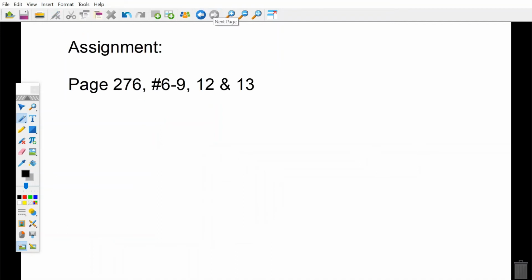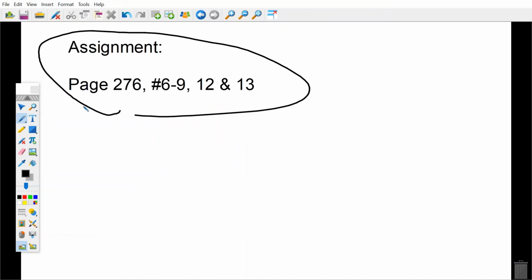That brings us to the end of today's lesson. Your assignment is page 276, 6 to 9, 12, and 13. As well, there will be a quiz upcoming on 7.2 and 7.3. The quiz will take place tomorrow. So let's make sure we get all of this stuff done.